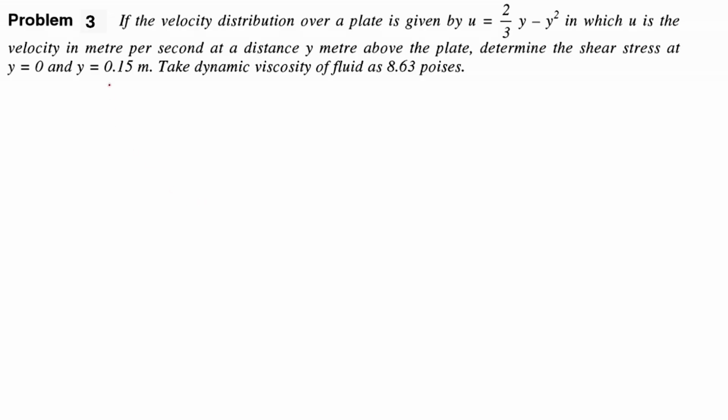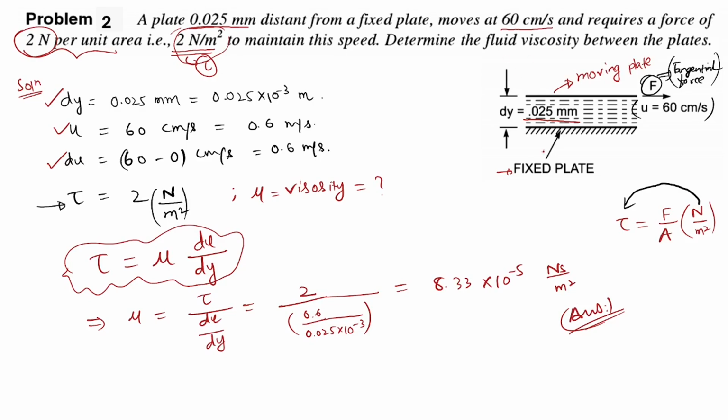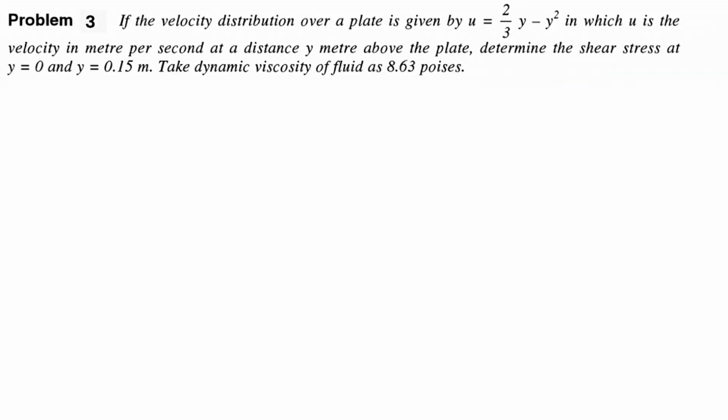Now let's move on to our problem number 3, in which the statement says: if the velocity distribution over a plate is given by u. Just like this, you have a setup there. But in our problem number 3, the velocity is given as a function of y. And what is y? It is the distance from the fixed plate to the upper plate.